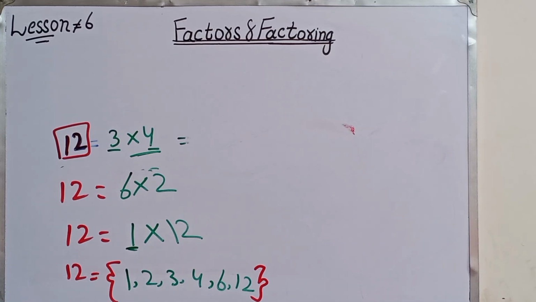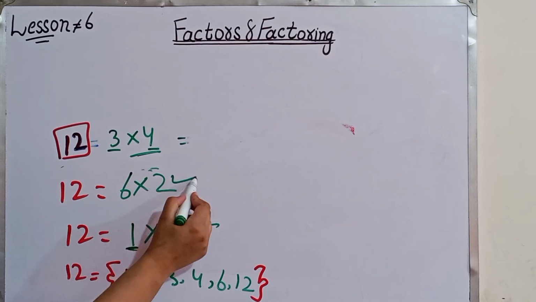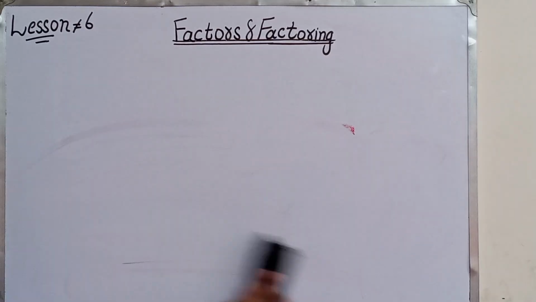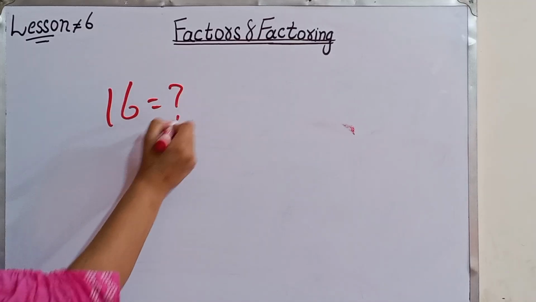Now, notice something: factors come in pairs. 1 multiplied by 12, 6 multiplied by 2 and 3 multiplied by 4. This trick saves time. Now, next challenge. If I give you the challenge, factors of 16, how can you find them? Can you tell me?